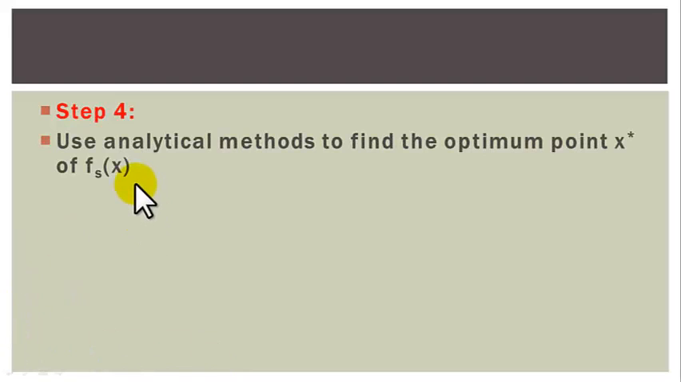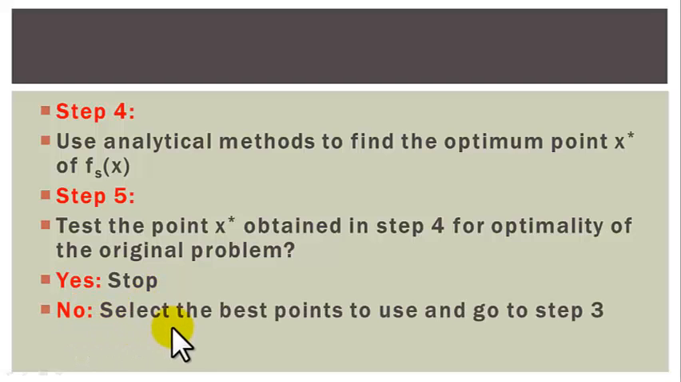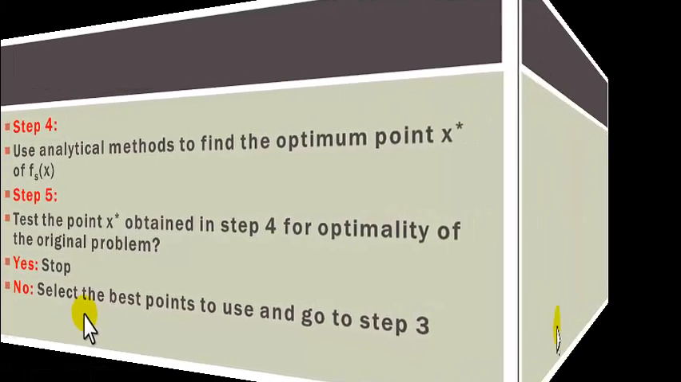Step 4. Use analytical methods to find the optimum point x star of fs of x. Step 5. Test the point x star in step 4 for optimality of the original problem. If yes, then stop. If no, then select the best point to use and go to step 3.